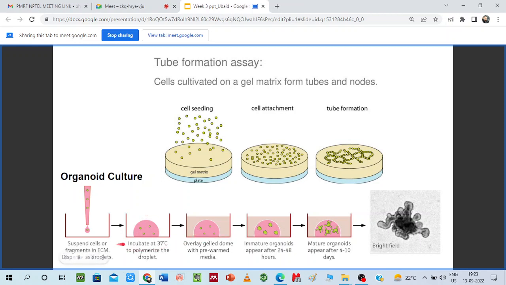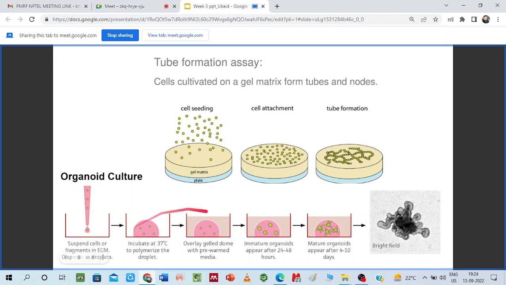So when this matrigel polymerizes, media is added over this dome and over this droplet, and after some time these cells will divide. After they divide, they will also interact with each other, and they will secrete the matrix, and after that they will form small organoid-like structures, these organoids. And these organoids are used for different applications, like checking the efficacy of drugs, for example drug screening, and other cases.